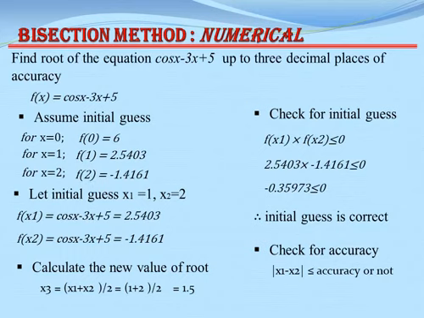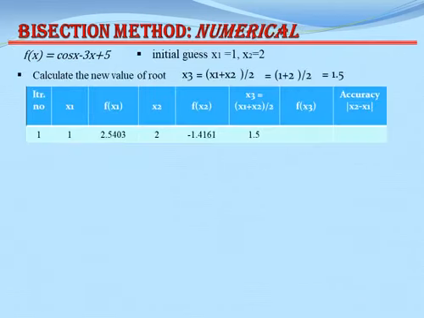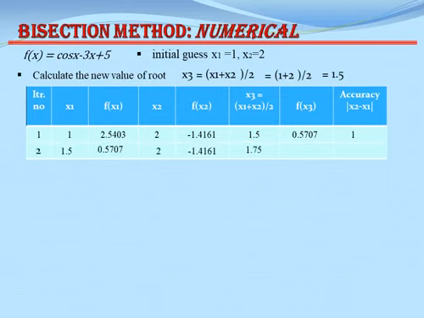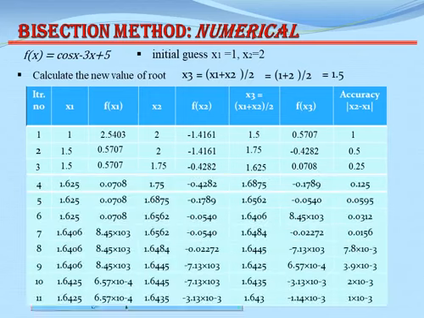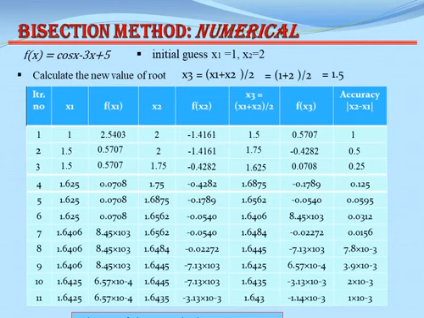To check the accuracy, we take the absolute difference of the x1 and x2 values. For this numerical, we need to repeat the process 10 to 11 times, and after that we get the final solution, that is 1.643. So for this numerical, let's develop the MATLAB code. Let's open MATLAB.